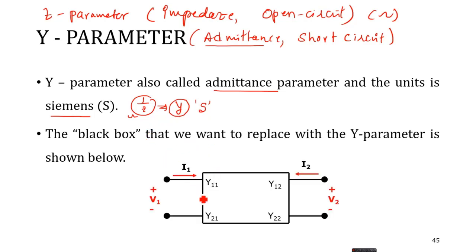Alright. It is a two-port linear network. So this network of linear passive elements, RLC, can be replaced with the help of Y parameters: Y11, Y12, Y21 and Y22. So the complete network is represented with the help of Y parameters. Our duty is to define Y11, Y12, Y21 and Y22.